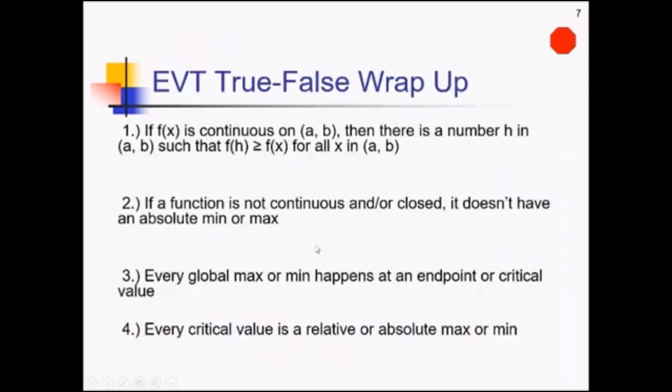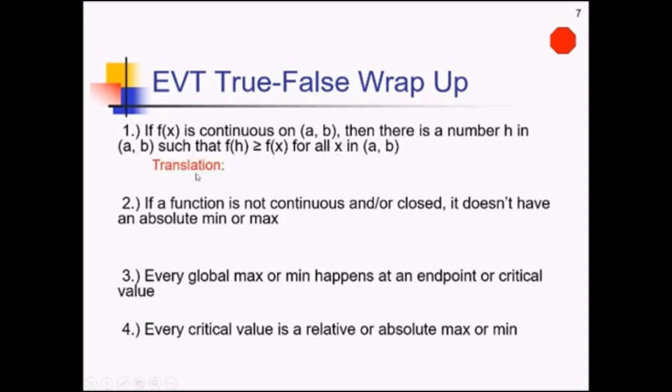To wrap this lesson up, we're going to do a little true-false. I mean, who doesn't love true-false? So for this first one, we'll work through this a little bit together. Take a moment to read this one. So if a function is continuous on the open interval a to b, then there's a number h in (a, b) such that f of h is greater than or equal to f of x for all x in (a, b). Blah, what does that actually mean?